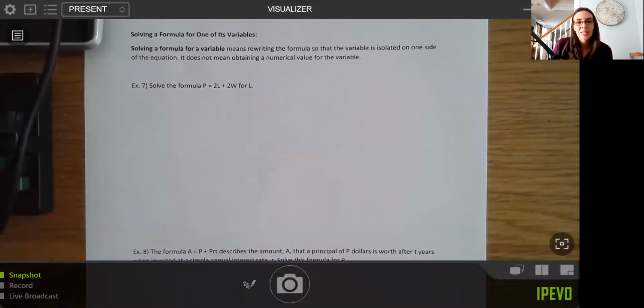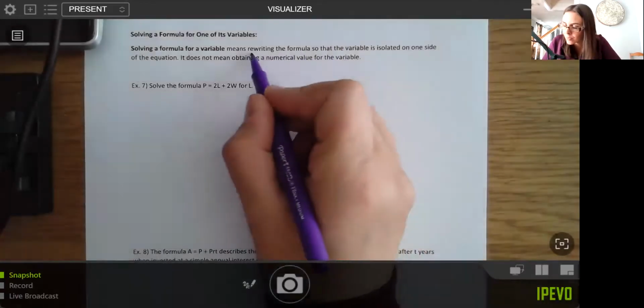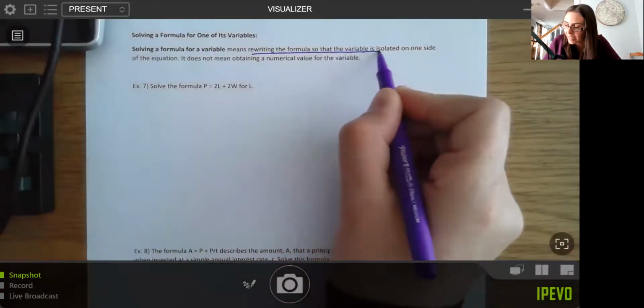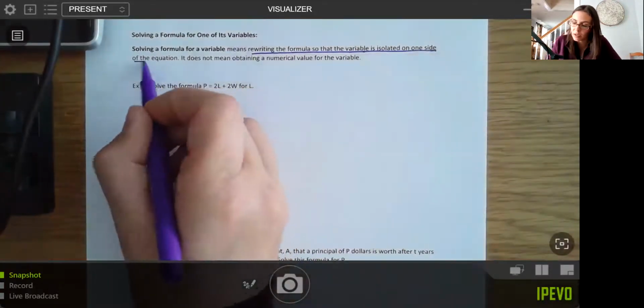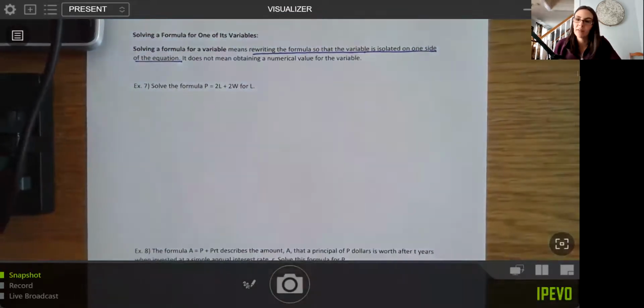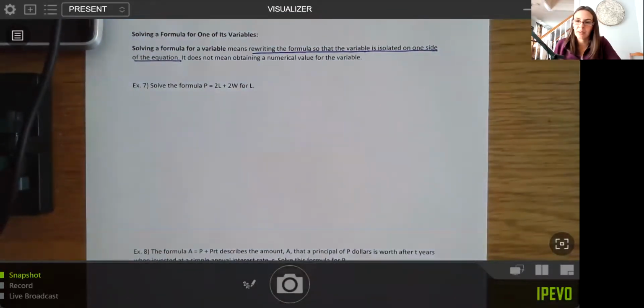So what we're going to do is we can solve a formula for a variable, which means to rewrite the formula so that the variable we want is isolated or by itself on one side of the equation. So when we do this, we're not actually getting a value. We're not plugging anything in or solving and getting like x equals 4. We're rearranging the formula so that the variable we want to focus on is by itself.